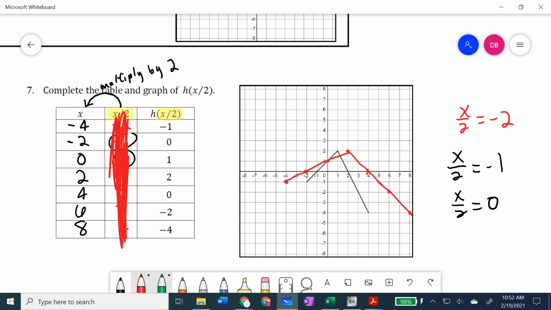And now take a good look. Do you see that when x is divided by 2 inside the function, that causes the parent graph to have a horizontal stretch by a multiple of 2? Are you starting to see some interesting patterns?